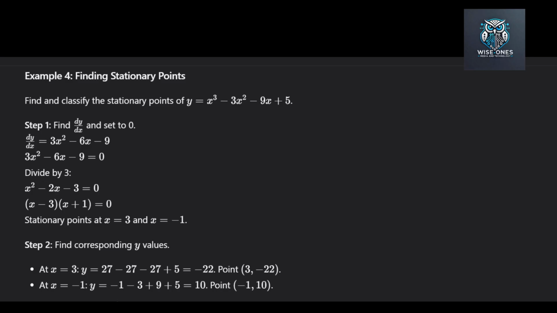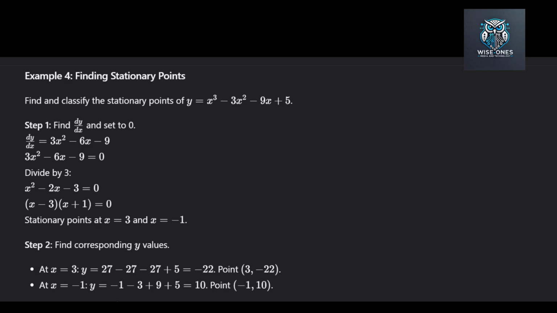We can simplify this by dividing everything by 3. X squared minus 2x minus 3 equals 0. Now factorize. We need numbers that multiply to -3 and add to -2. Those are -3 and +1. So open bracket x minus 3 close bracket times open bracket x plus 1 close bracket equals 0. So x equals 3 or x equals -1. These are the x coordinates of the stationary points.